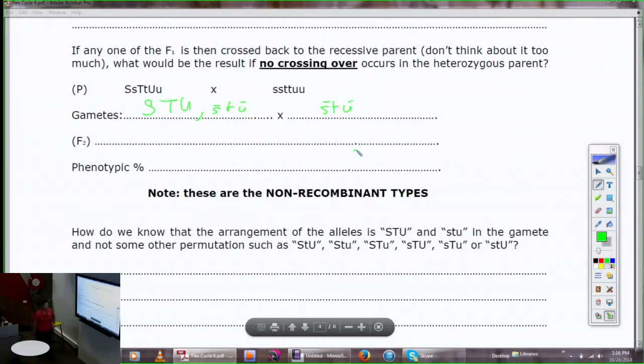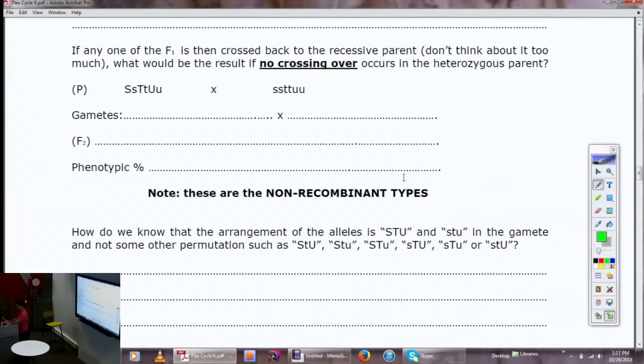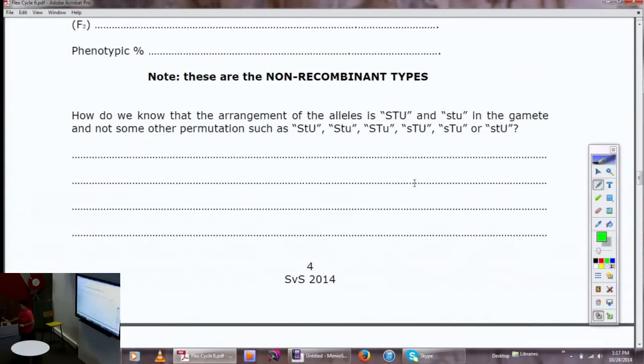All right. So these are known as the non-recombinant types. These are the ones that occurred if no crossing over. These ones that are happening if there's no crossing over occurring. Any questions? Right. Knowing that the arrangement of the alleles are either all of the dominant ones or all of the recessive ones, and not the others, is because we were told, presume no crossing over occurs.